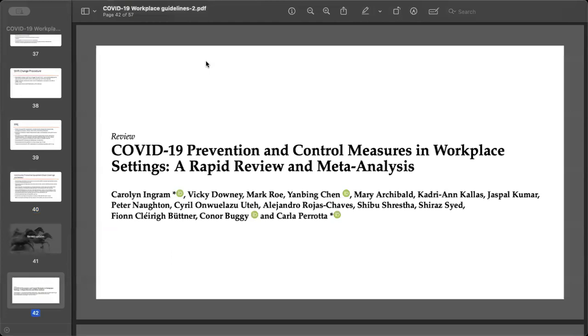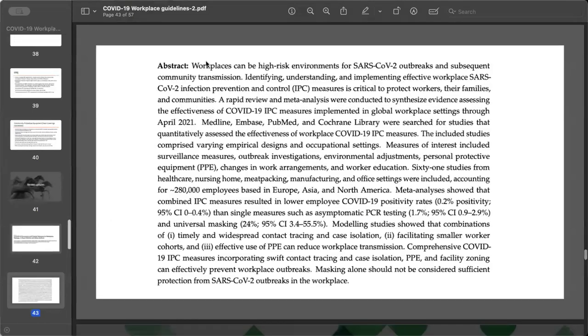Recent updates: COVID-19 prevention and control measures in workplace settings, a rapid review and meta-analysis. A workplace can be a high-risk environment for SARS-CoV-2 outbreak and subsequent community transmission. Identifying, understanding, and implementing effective workplace SARS-CoV-2 prevention and control measures is critical to protect workers, their families, and communities. A rapid review and meta-analysis were conducted to synthesize evidence assessing the effectiveness of COVID-19 IPC measures implemented in global workplace settings through April 2021.